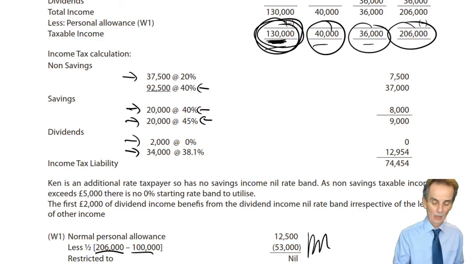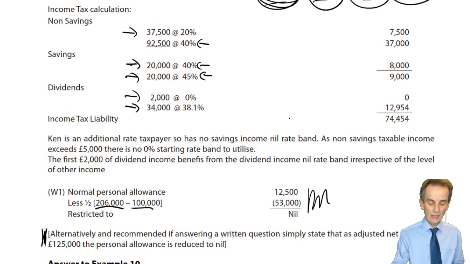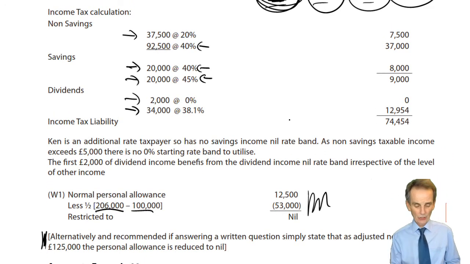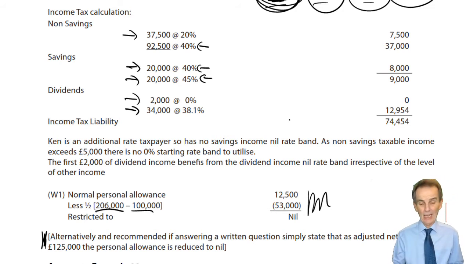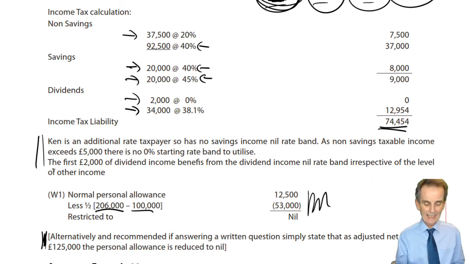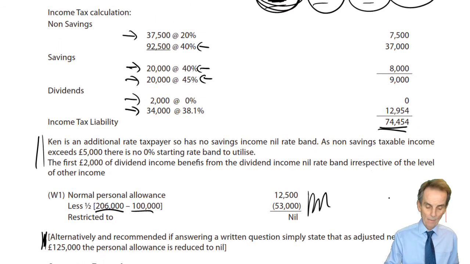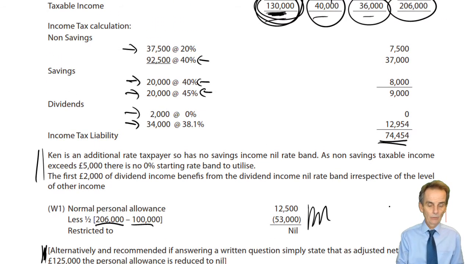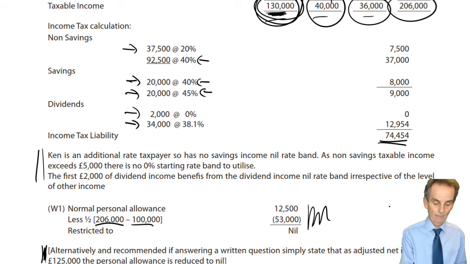So, back to our answer. We've now established the individual amounts of non-savings, savings and dividend income, and what tax will arise on each portion of that. Add it all together, and we get what hopefully adds up correctly, again check the numbers please, as the income tax liability. And our statements here explain why there is no savings income nil rate band, there is no 0% starting rate band, and there always is a 2,000 dividend income nil rate band. So have a little look through, make sure you are happy with that before we return to look at a further example on this restriction of the personal allowance.